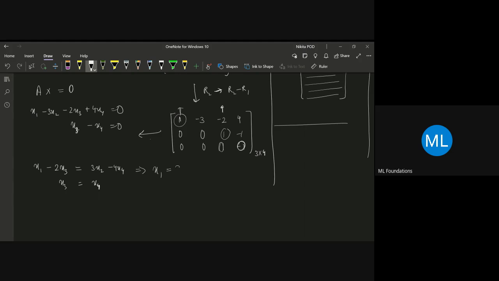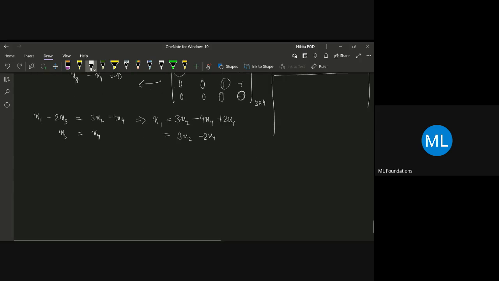3x2 minus 4x4 plus 2x3, which will be plus 2x4, right? So this is just 3x2 minus 2x4. So the null space of A will just be all x, so x1, x2, x3, x4. And this is 3x2 minus 2x4.